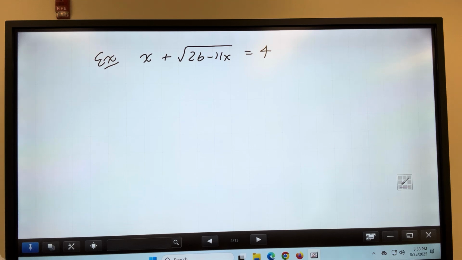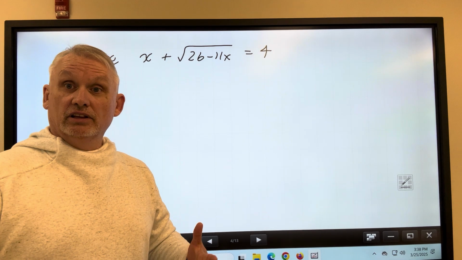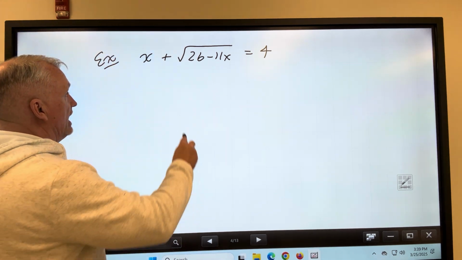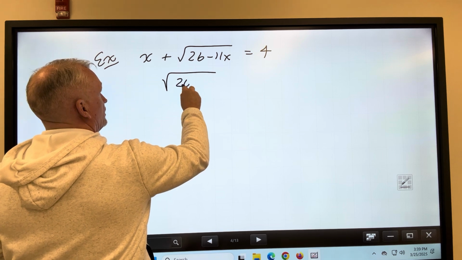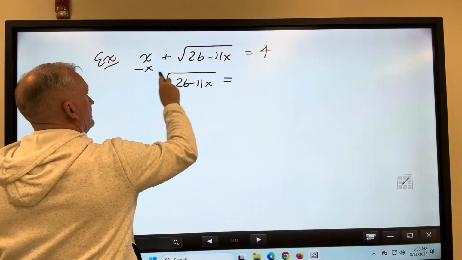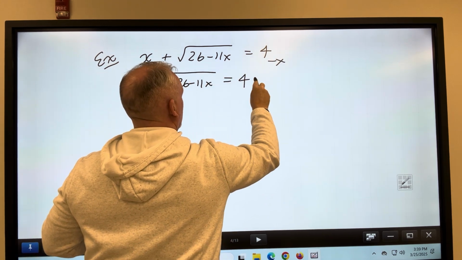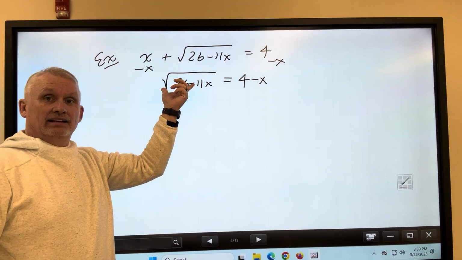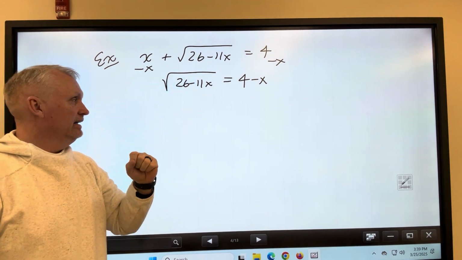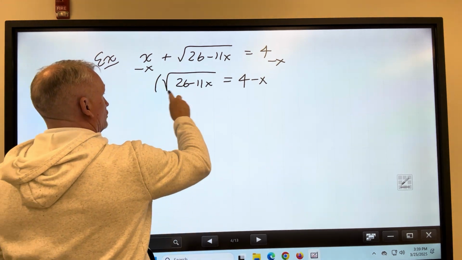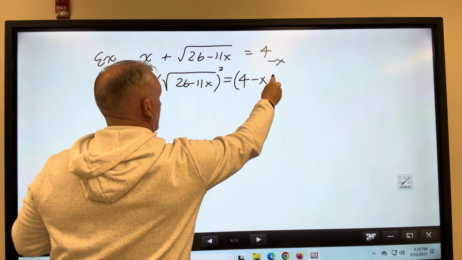Now we start to get a little bit more, the difficulty level is now increased. Okay, notice I have this x over here. I'm going to move it to the other side. I got the square root of 26 minus 11x is equal to, if I subtract x, I get 4 minus x. Okay, cool. Isolated the radical. Perfect. Now, square both sides. Okay, cool. So I got to square this, and I got to square this.